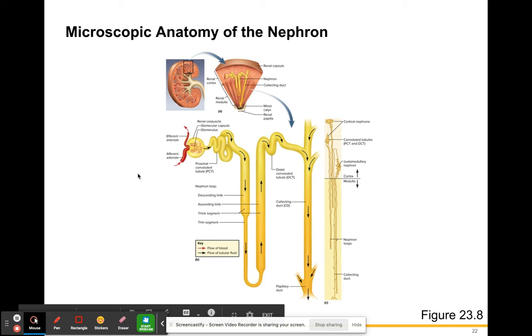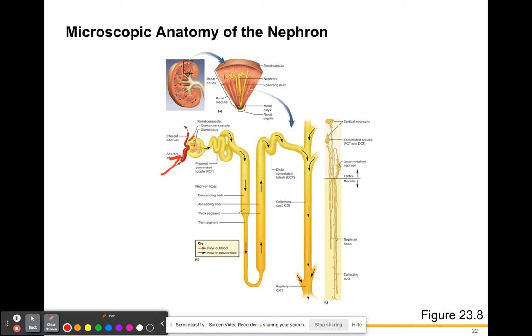So here is what I just drew. Okay, but this is a much better drawing of what I just did, right? So we have our blood going into our renal corpuscle. Our renal corpuscle is made of the outer capsule called the Bowman's capsule or the glomerular capsule. Inside of that capsule is our glomerulus, which is actually going to be doing the filtering. So the blood enters, gets filtered, and then the blood goes back out.